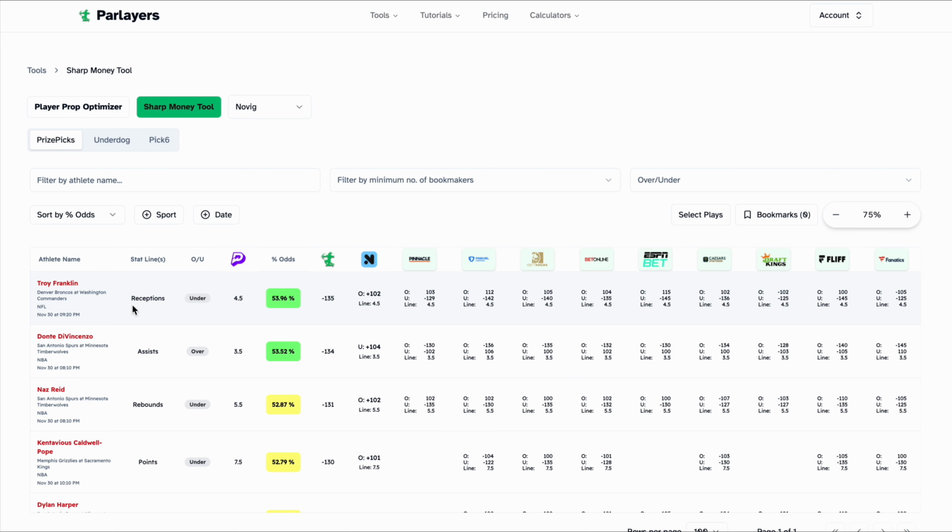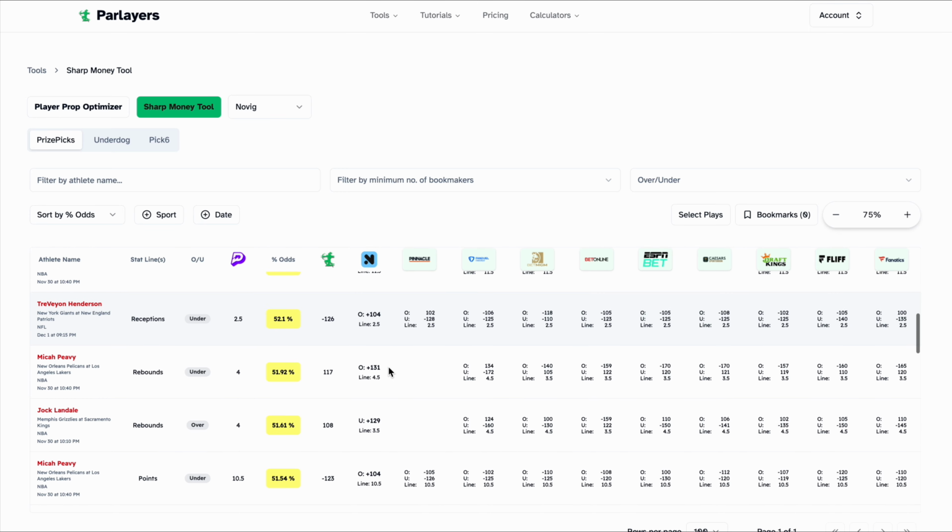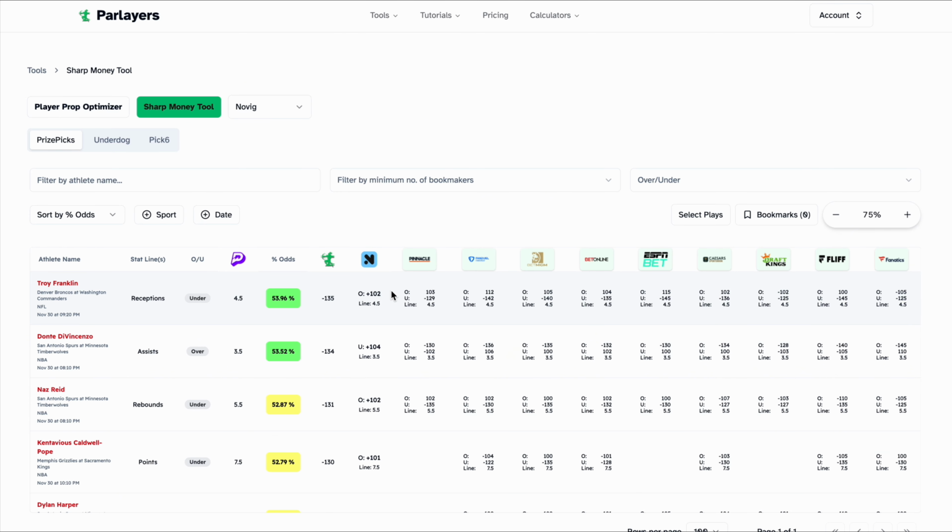You see his receptions. He's favored on his under 4.5. If you just compare that back to the normal books like we've been doing on the optimizer, you see here he's a minus 135 consensus odds favorite to go under, with our favorite book, or I'd say our two books giving us the most confidence on his under, ESPN Bet and Fliff, right? So why does Novig have his 4.5 line at an over? Well, as you can see here, this is not a minus, guys.